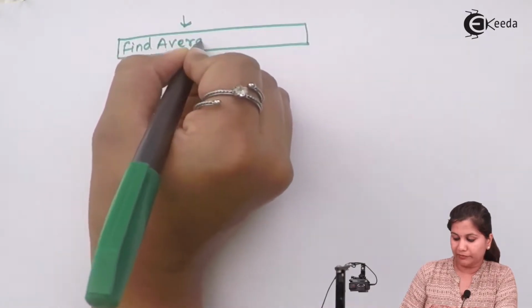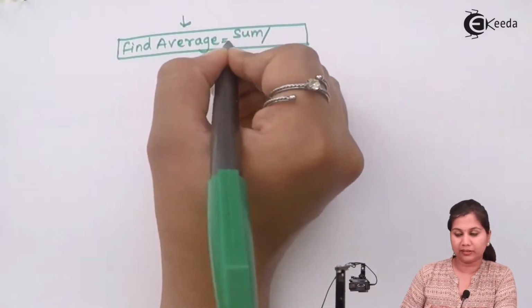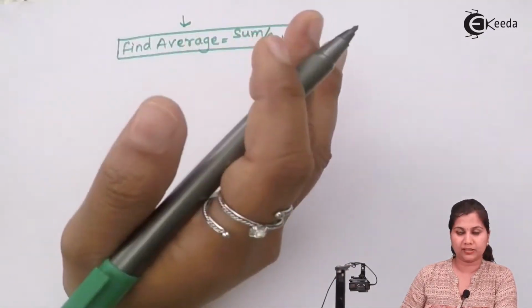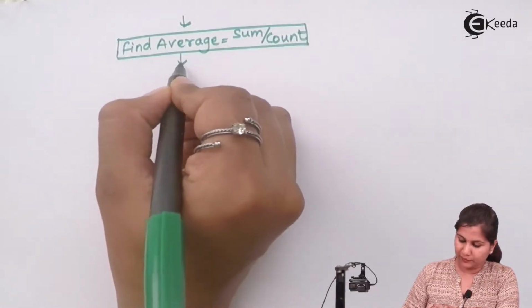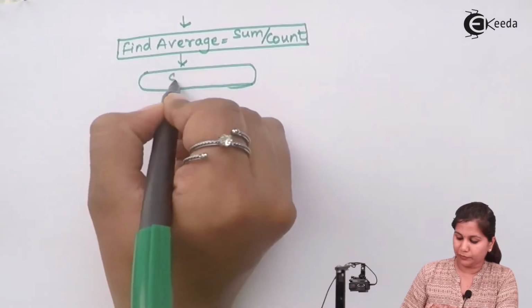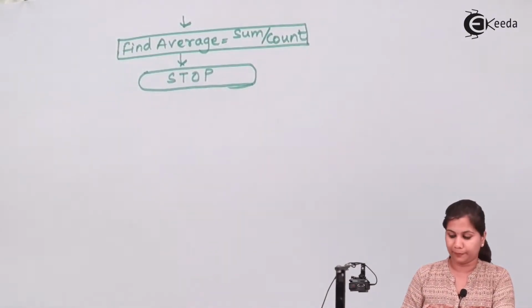How will the average be found out? The sum, which is in the accumulator, is to be divided by the count, which is in the B register. And when this average is found, that is the end of the program. So in the flowchart we will write the stop.